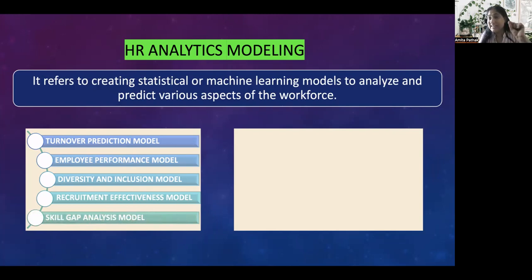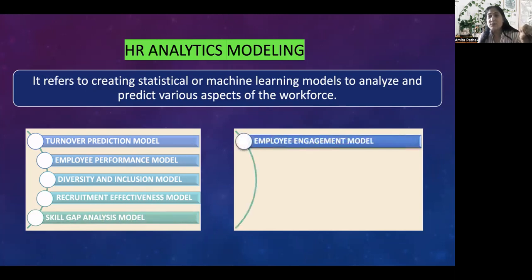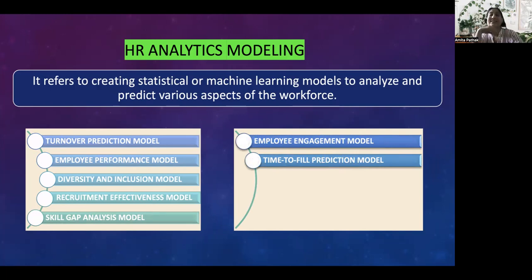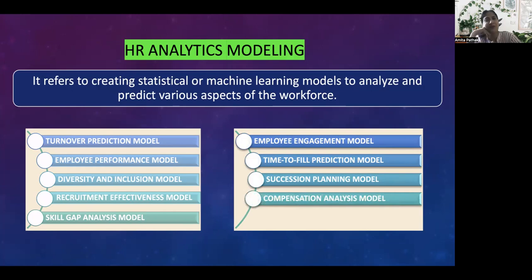So we are using statistical techniques to work upon the skill gap of the workforce. Employee engagement model means the employee engagement aspect of the workforce. Time to fill prediction model means the time to fill aspect of the workforce. Succession planning model means the model that will work upon the succession planning of the workforce. Compensation analysis means compensation, nothing to do with anything else. Training impact evaluation model. So dear friends, in HR analytics people may work upon different types of models as per the requirement of the organization.